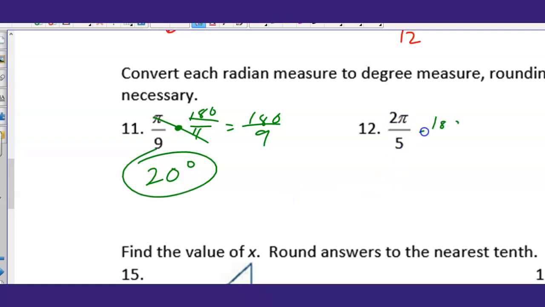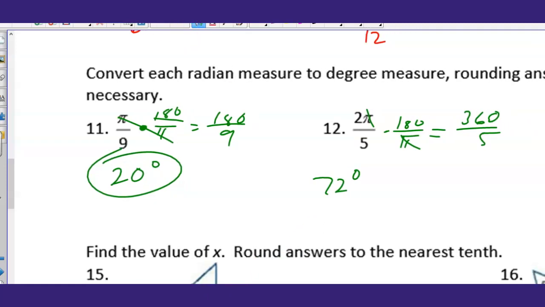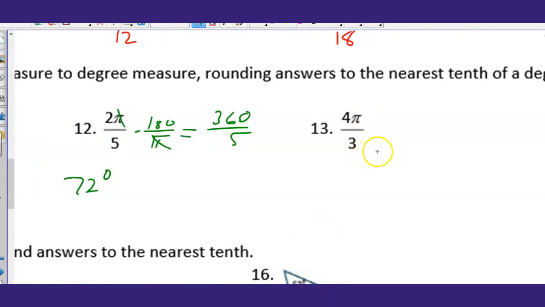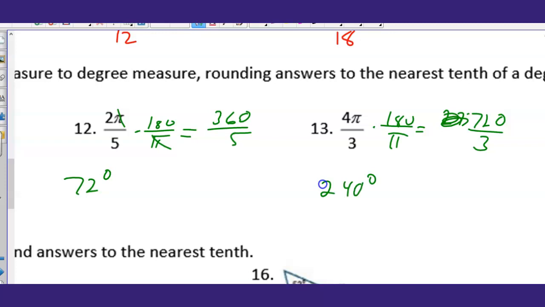Right here, multiply by 180 over pi. That is going to cancel out the pi's, which is 360 divided by 5, which is going to give us 72 degrees. Right here, 4 pi over 3, we multiply by 180 over pi. We have 720 over 3, which reduces to 240 degrees.